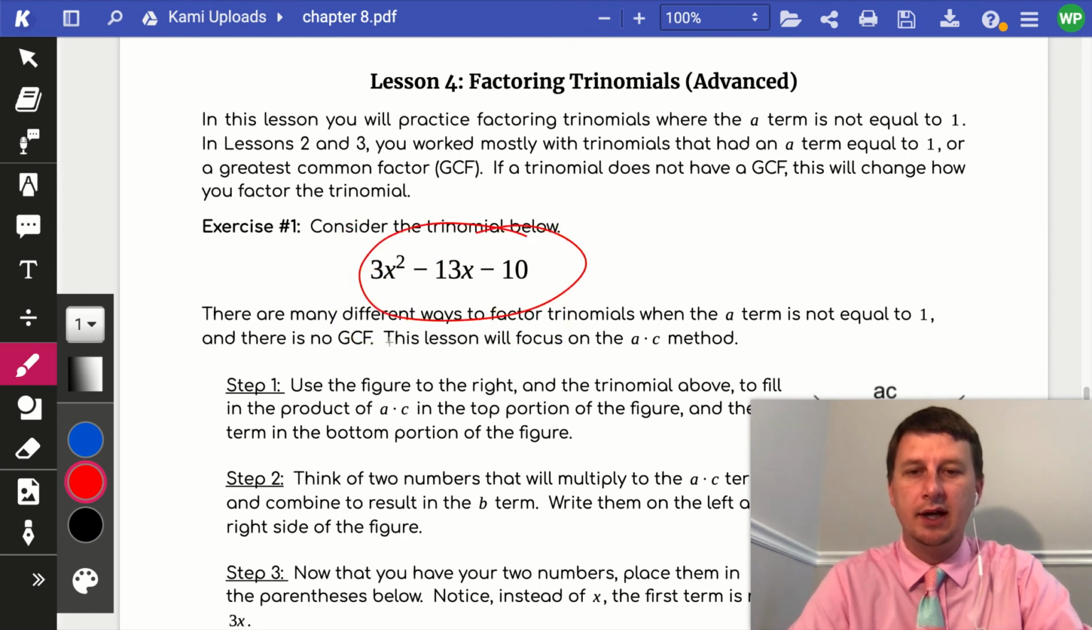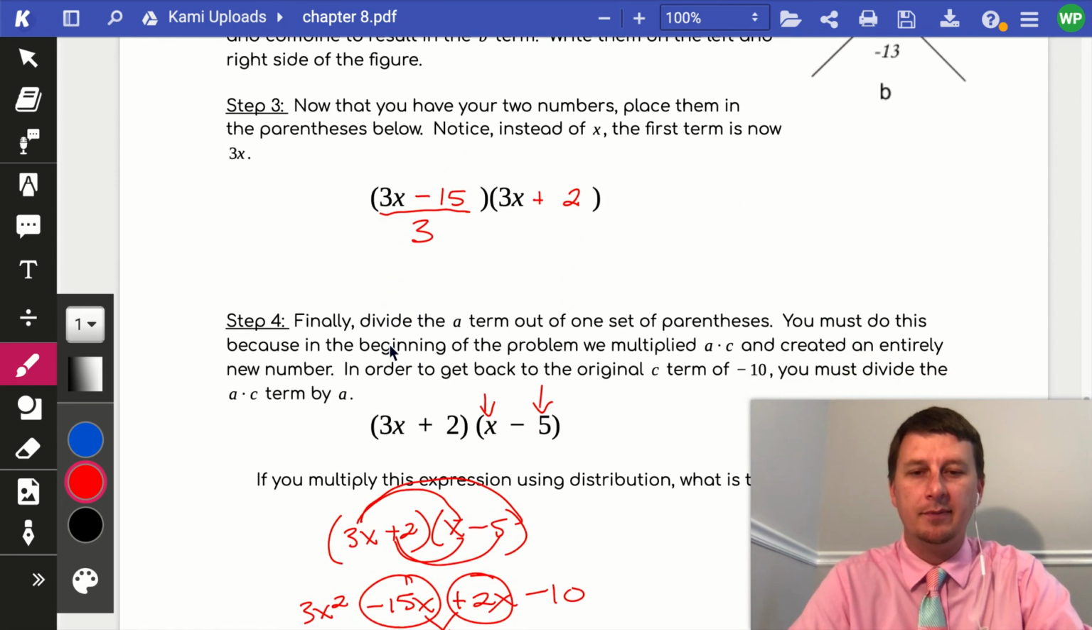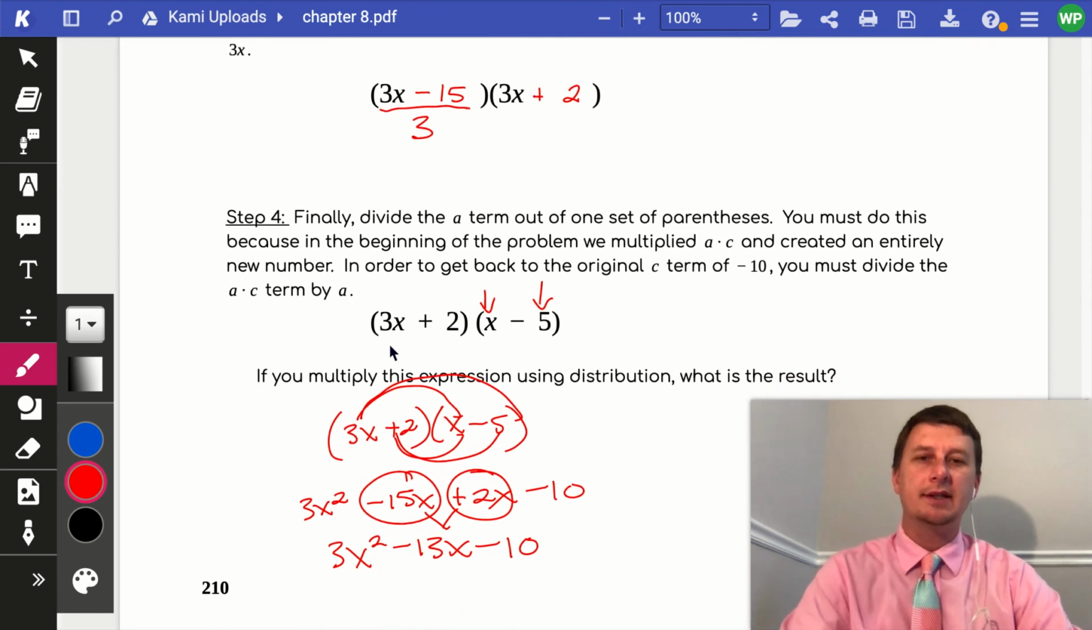So what we have just done is we factored a trinomial where the a term was greater than 1 using the AC method. And this is the method we're going to use for the remainder of this lesson.